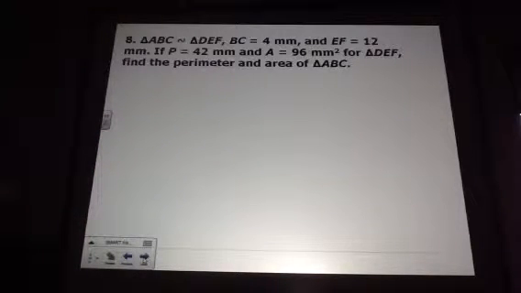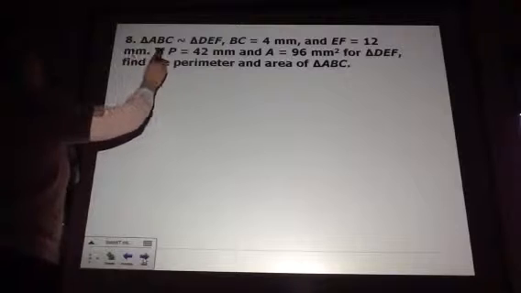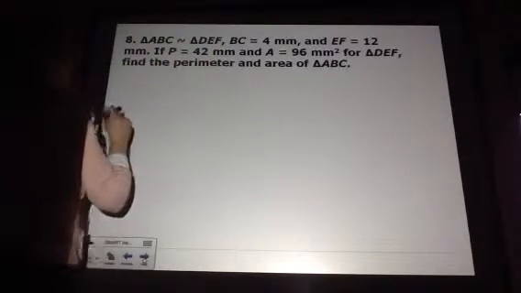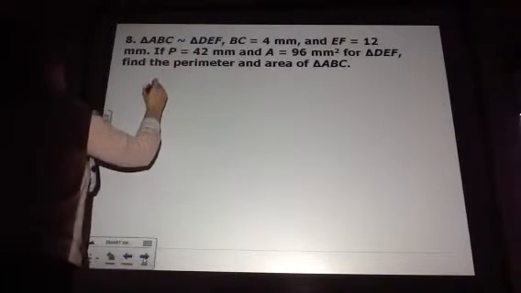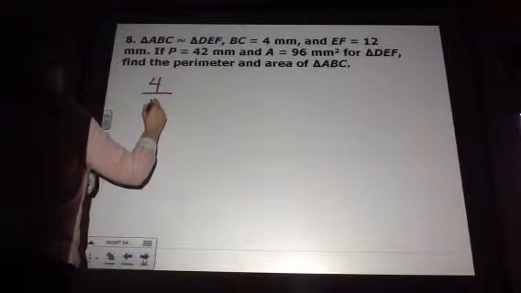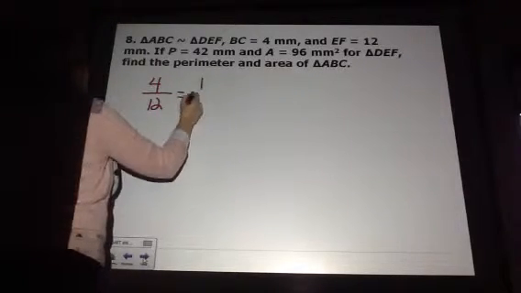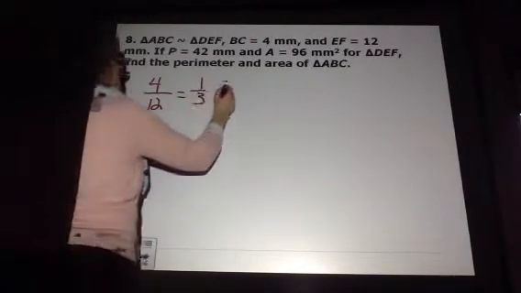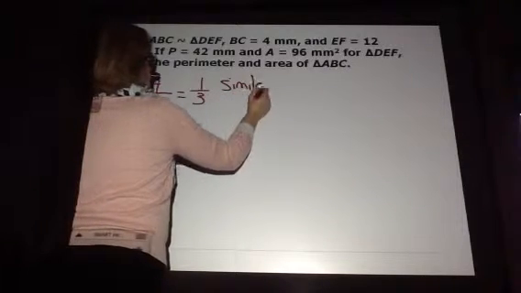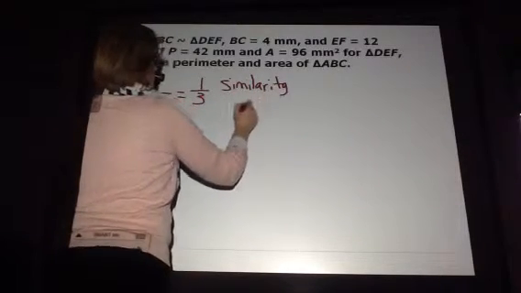Okay, no drawing this time. We've got triangle ABC, similar to triangle DEF. BC is 4 millimeters. EF is 12 millimeters. BC and EF correspond, so we can use that as our ratio. So we can put 4 over 12. Let's go ahead and simplify that and get 1/3. So this is our similarity ratio.